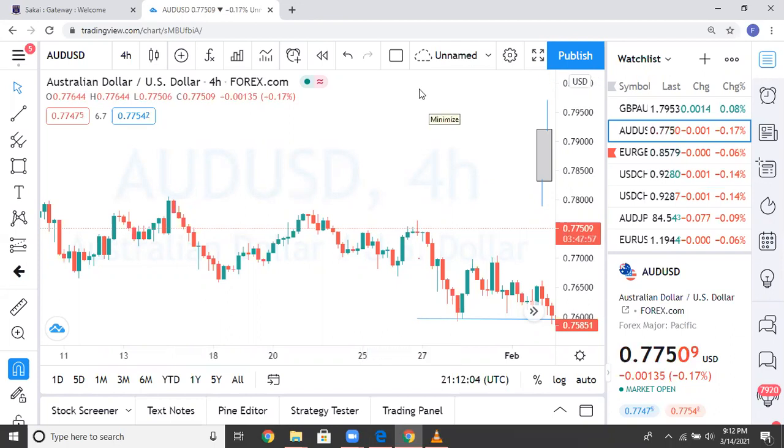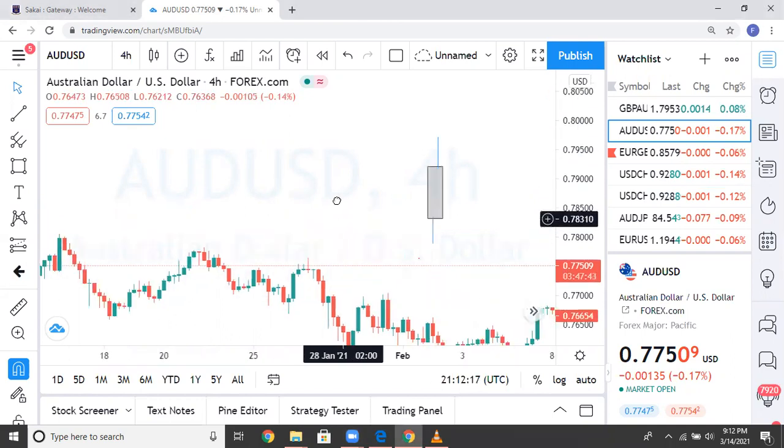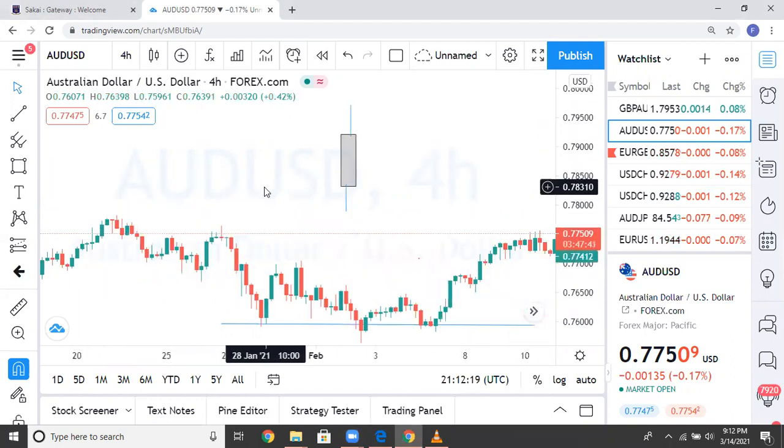Some of you guys said you can't hear. Why? What's the problem? So that's the engulfing candle.